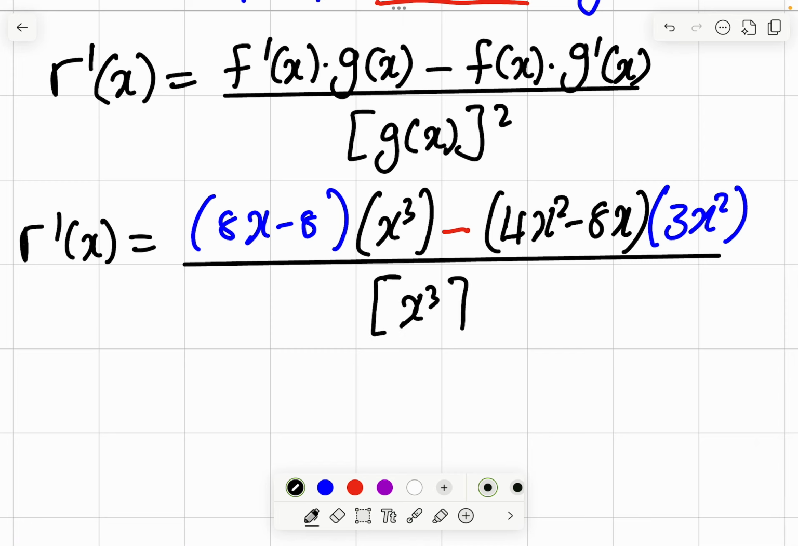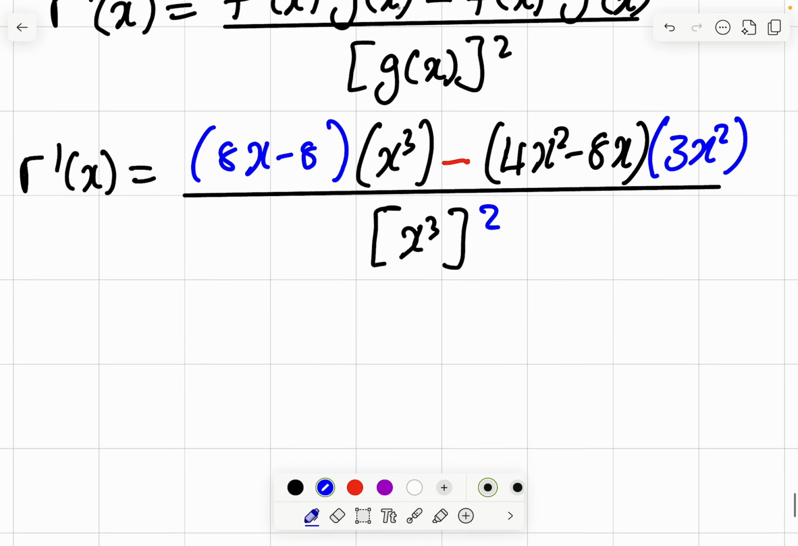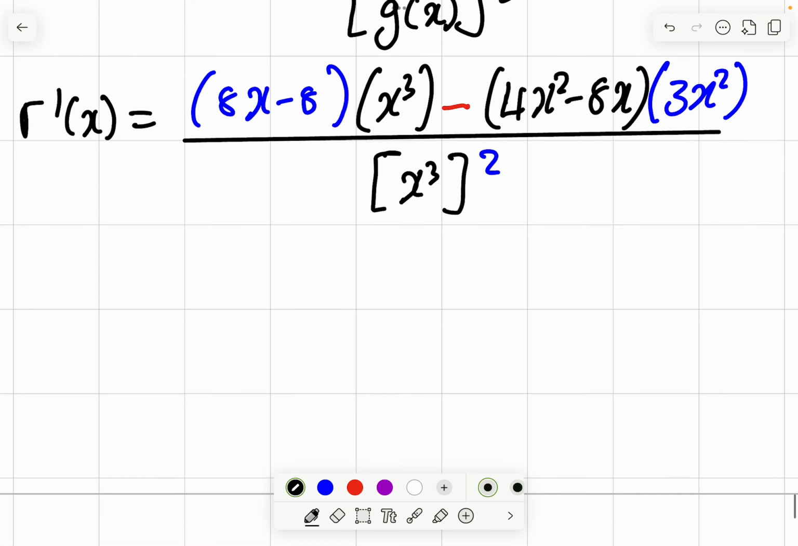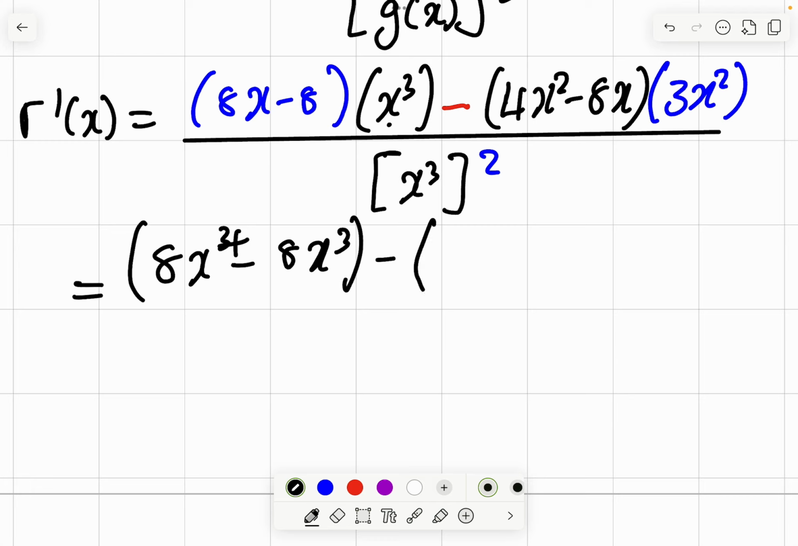X cubed, all squared. So meaning my r prime of x is going to be what? I can multiply this thing. I'm going to have 8x cubed minus, x to the 4 minus 8x cubed. Therefore, I don't remove the bracket. I'm still multiplying. I'm going to deal with this product.